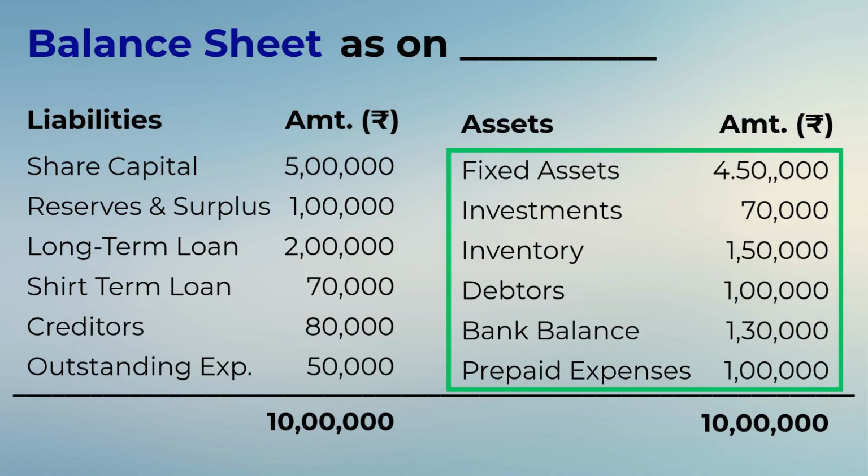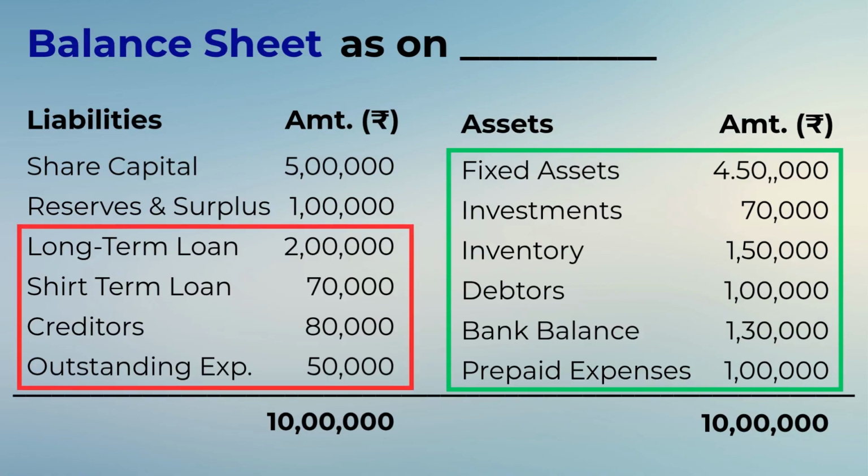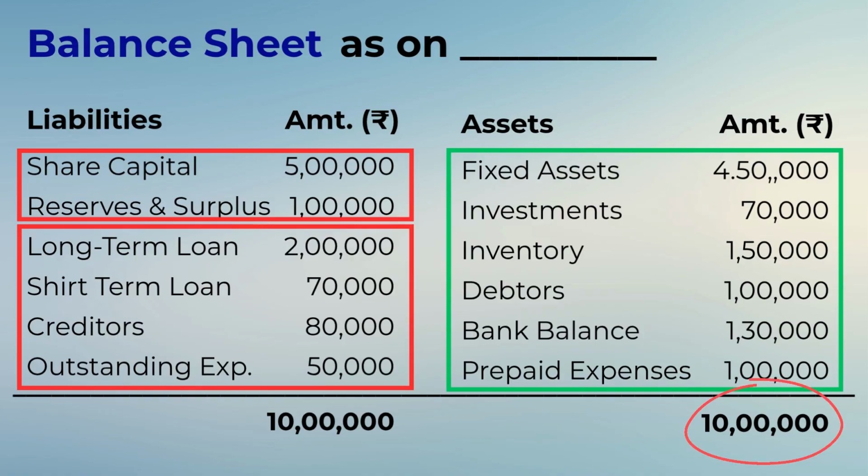It also shows what it owes, mentioned in the liabilities side. These are the obligations or amounts payable to outsiders like lenders, suppliers, etc. Further, it shows what belongs to the owners, that is, the shareholders, shown in the top section of the liabilities side. This is the owner's claim on the business, also called owner's equity or shareholders' funds. It represents what is left after paying all the liabilities. The basic formula of a balance sheet is assets is equal to liabilities plus owner's equity.